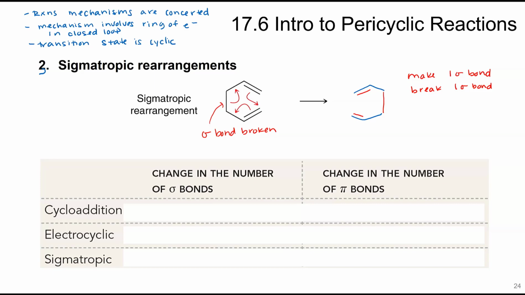So in a cycloaddition, for the number of sigma bonds that are changing, we are forming 2 sigma bonds. We are losing 2 pi bonds. In the electrocyclic reaction, it is +1 and -1. And in the sigmatropic, we're not changing sigma bonds or pi bonds. So the net number is the same, even though we're making 1 sigma and breaking 1 sigma bond. The net effect is 0.